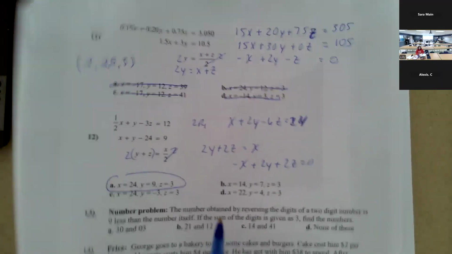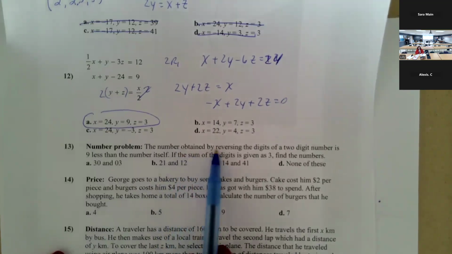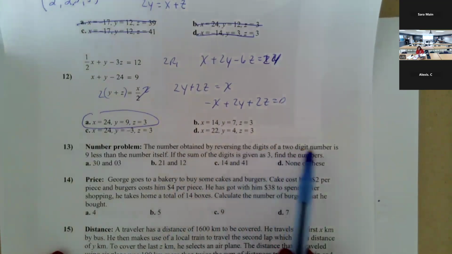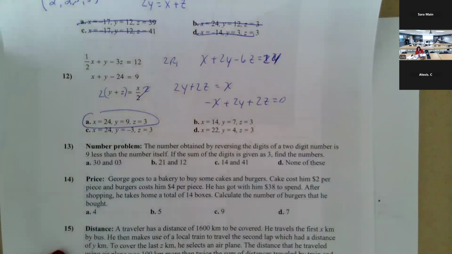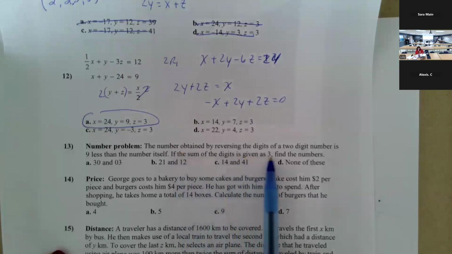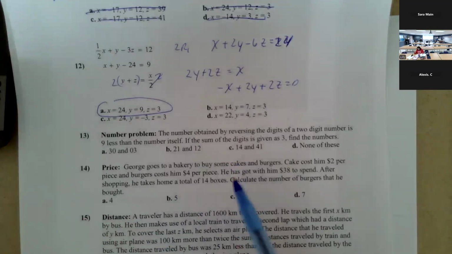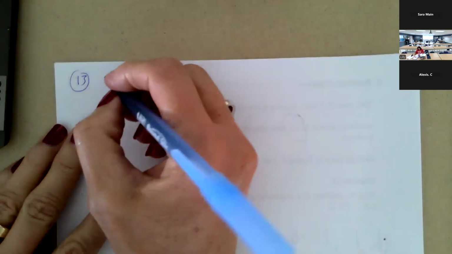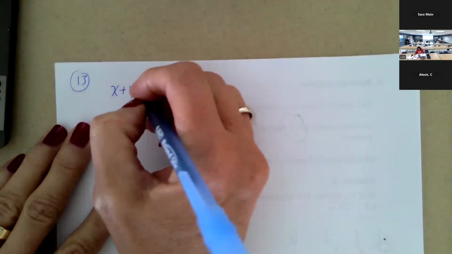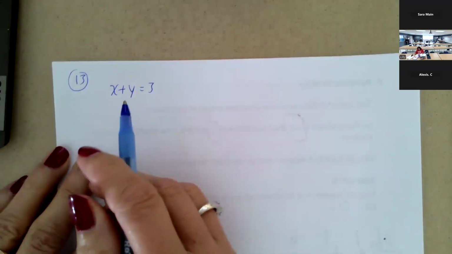So it says the number obtained by reversing the digits of a two-digit number is 9 less than the number itself. Okay, if the sum of the digits is given as 3, find the numbers, the sum of the digits. So they have to add to 3. So we know it can't even be 14 and 41 because those don't add to 3, but we're going to pretend that we don't have any possibilities. So we know that they add to be 3. That's a fact.